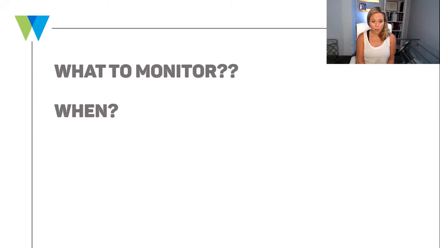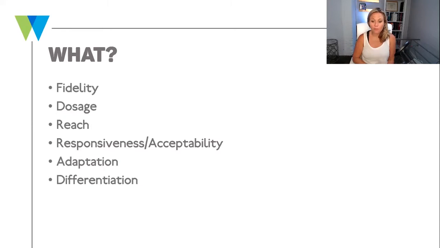So, what do you want to monitor when you're doing a process evaluation, and when do you want to monitor it? In terms of what we want to monitor, we typically advocate for monitoring 6 different things. They are fidelity, dosage, reach, responsiveness and acceptability, adaptations, and differentiation. I'm now going to go through each one of these briefly.